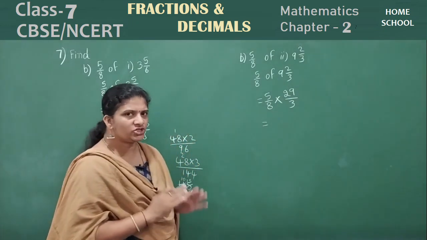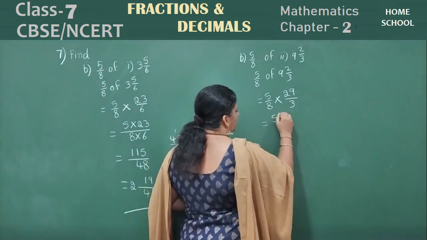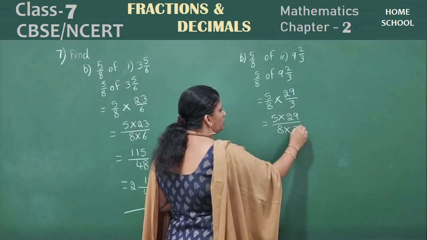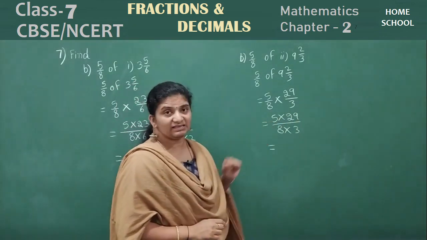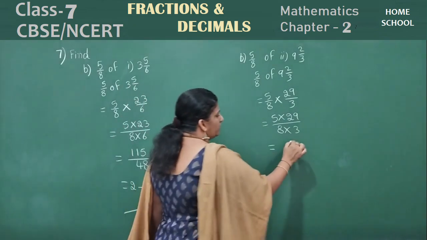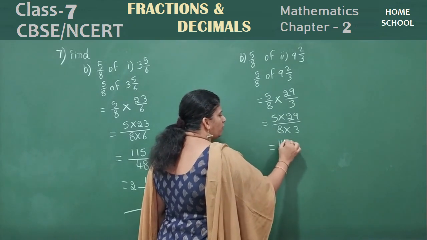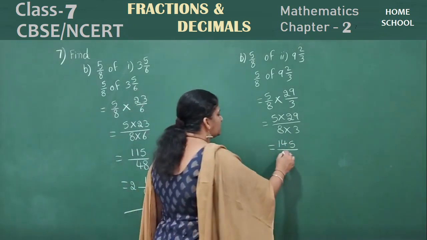If cancellation is possible, you can do it, children. So now 5 into 29 by 8 into 3. Multiply here. 5 nines are 45, 5 twos are 10, 10 plus 4 is 14. Then 8 threes are how much here?